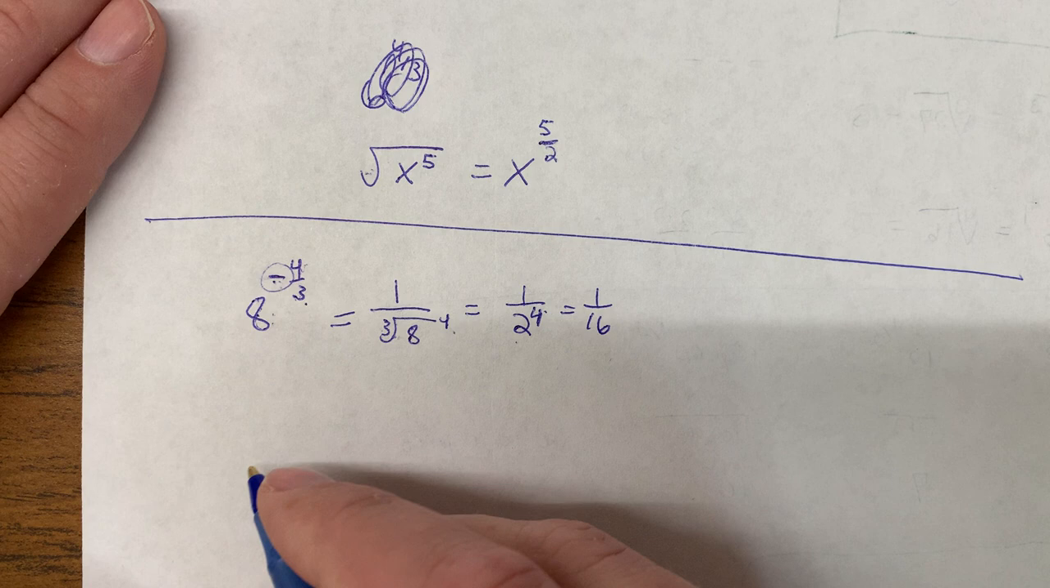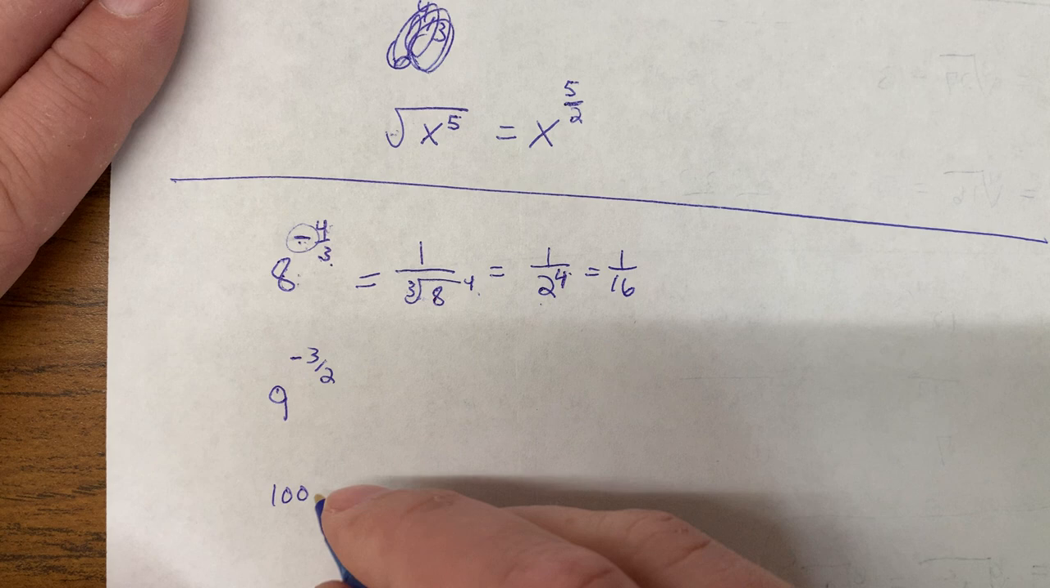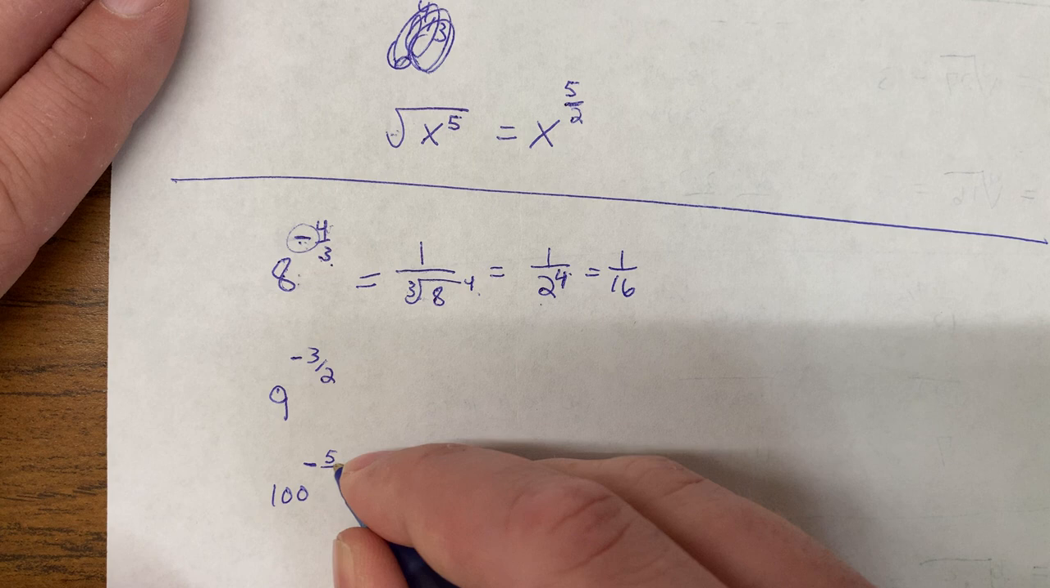Why don't you guys try one on your own? We'll do 2 on your own. Let's do 9 to the negative 3/2 power. And we'll do 100 to the negative 5/2 power.